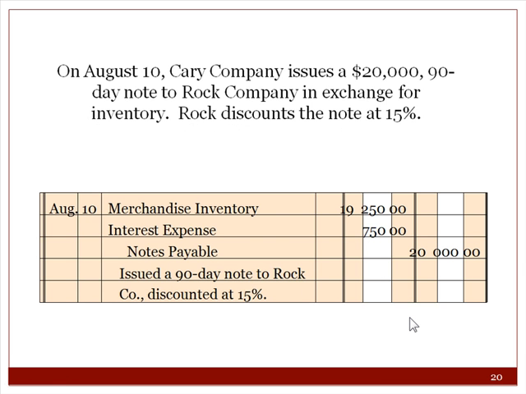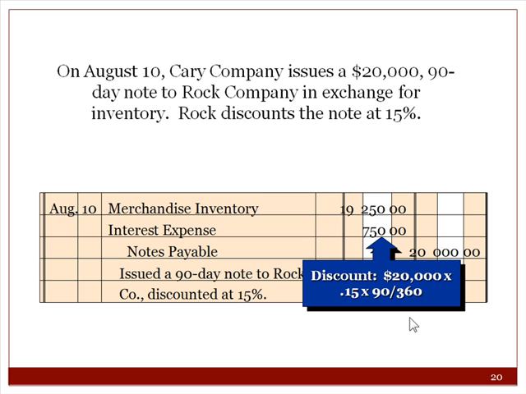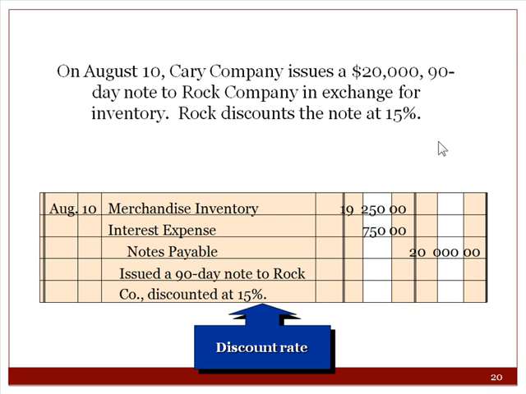I'm going to show you that here's the proceeds. So we're still in the same transaction. The proceeds were the $19,250. The discount is the rate times the time times the principal. So it's the $20,000 times the 15% times 90 over 360 days. So that's how they got the amount. And the balance, there's the discount rate. And the balance is the $20,000.